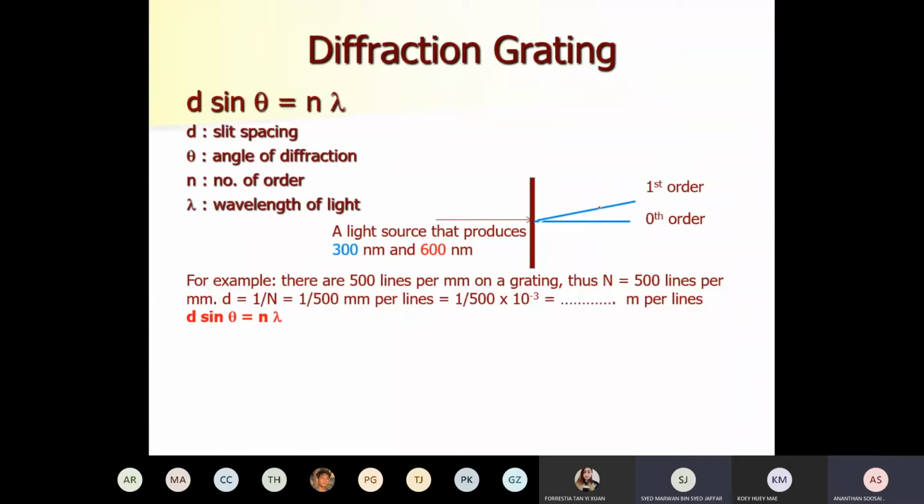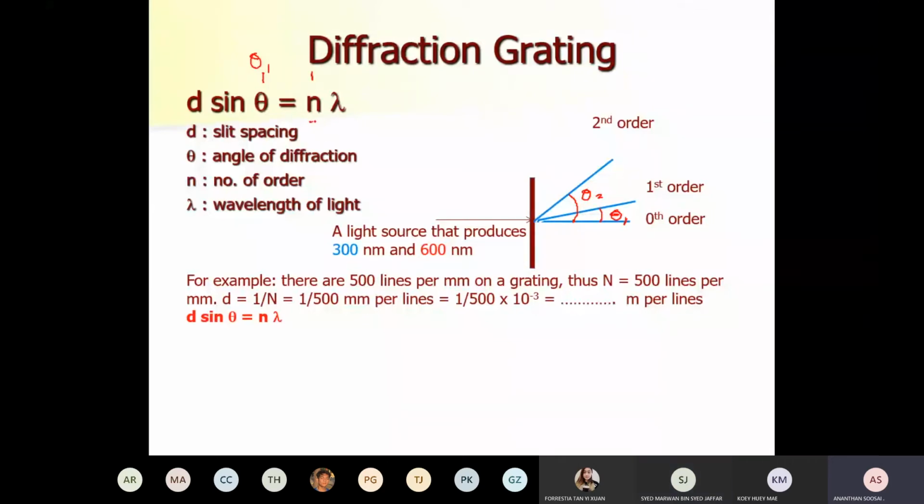So from 0 to first order, this is your angle of diffraction, theta. If you go for second order, this is your angle of diffraction, theta 2. This is theta 1. You see in this formula, you put theta as theta 1 when n is 1.